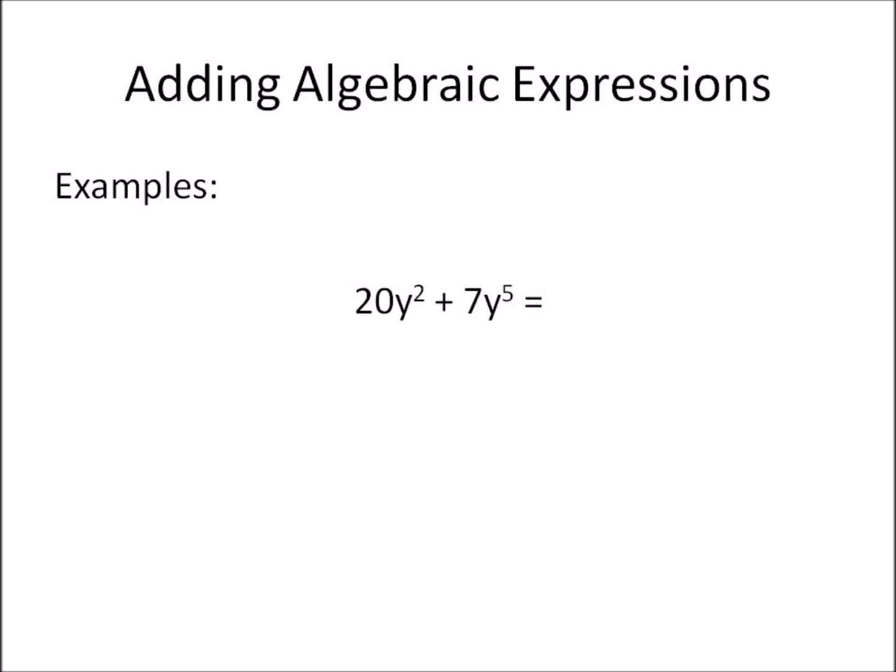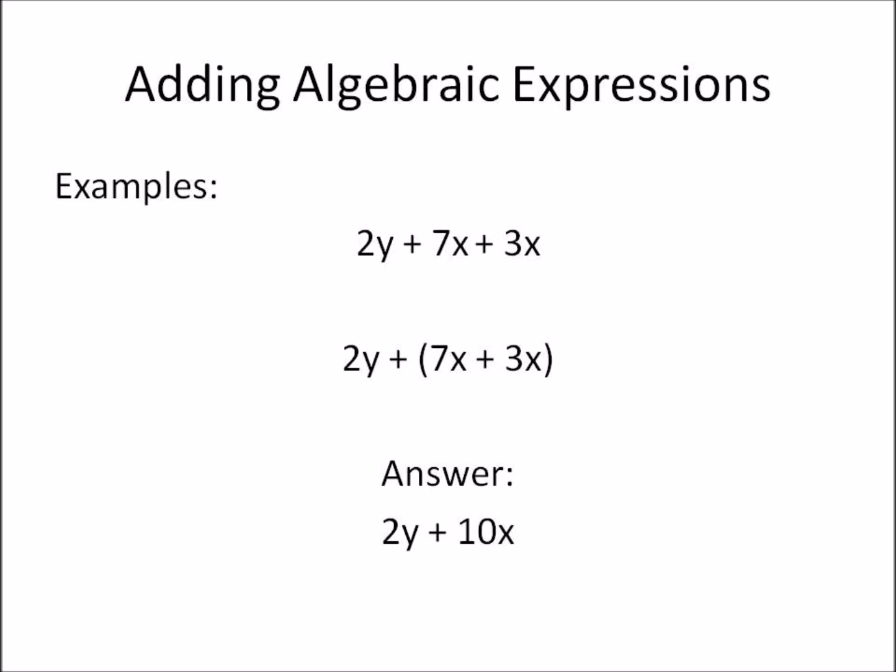In this example you have 20y squared plus 7y to the power 5. Can you add this expression? No, you cannot, even though the variable is the same. Why? The exponents are different, 2 and 5. Yes, you can add this expression: 20x plus 7x plus 3x. All the variables are the same as x, so you add the numbers 20 plus 7 plus 3, which gives you 30x. That's your answer.